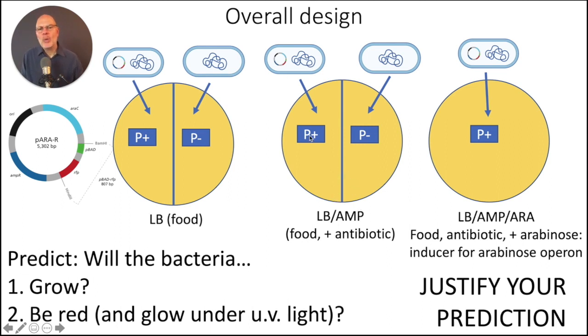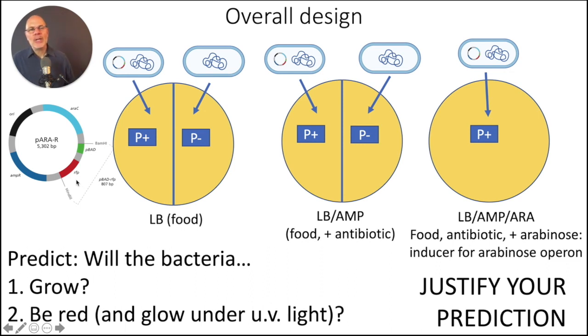Half of the plate will get P+ bacteria, ones with the plasmid. Half will get P- ones without the plasmid. And then finally, we have a third plate. This third plate has Luria broth, the food. It has ampicillin, the antibiotic, and it also has a substance called arabinose. Arabinose is an inducer for the arabinose operon. Basically, it turns on the gene that allows expression of the red fluorescent protein.